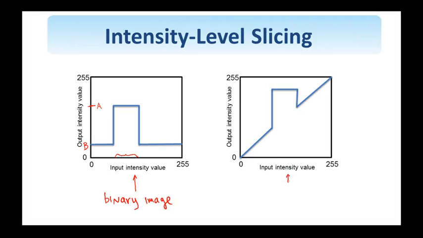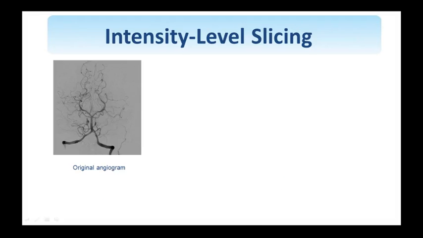With the second approach shown here, a similar approach is taken when it comes to the range of values of interest. This is the range of values we want to enhance or highlight. However, for the rest of the values, we keep them unchanged. So this is the identity transformation that is applied to them. We show an example of the intensity level slicing enhancement technique on this angiogram image.